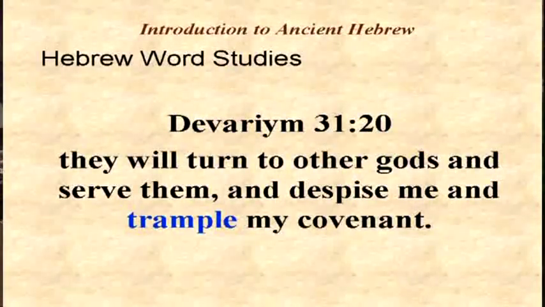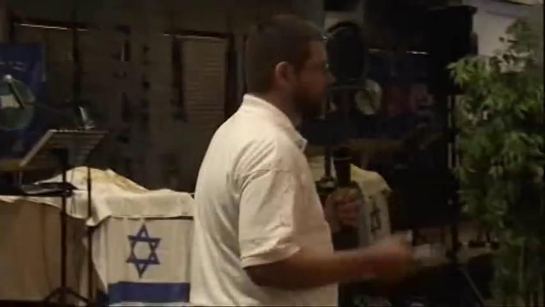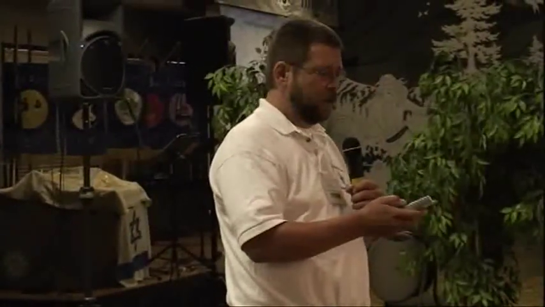So keeping and breaking the covenant or the commands is not necessarily about whether we do them or how we do them, but what's your attitude towards them. Okay, so it means to trample. Let's plug that into that verse. They will turn to other gods to serve them and despise me and trample my covenant. You see, we've got to get back to the Hebrew concrete meaning of words to really understand what the authors were trying to say.